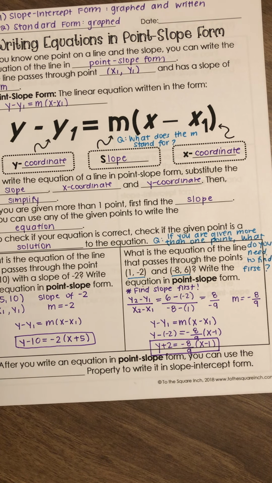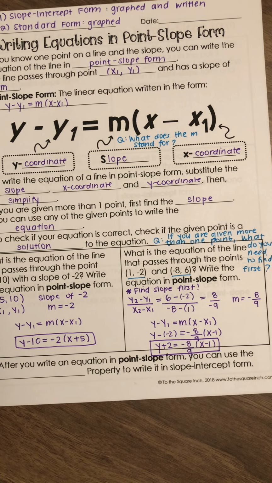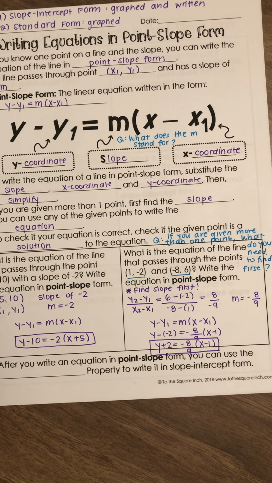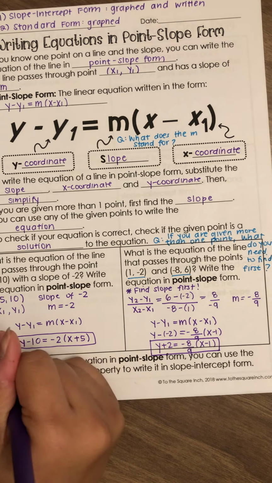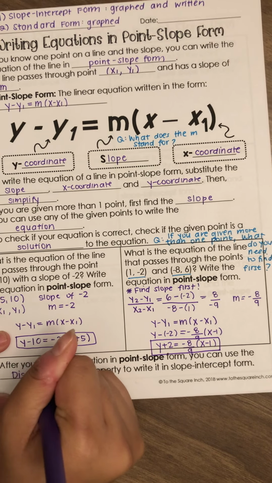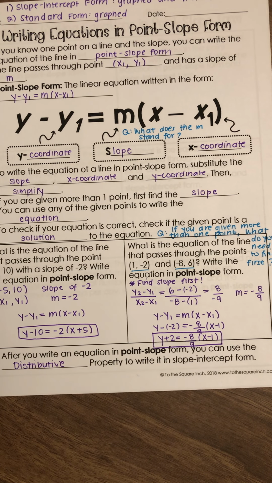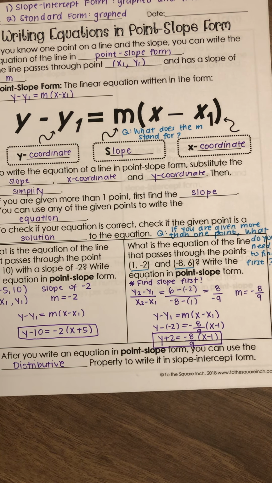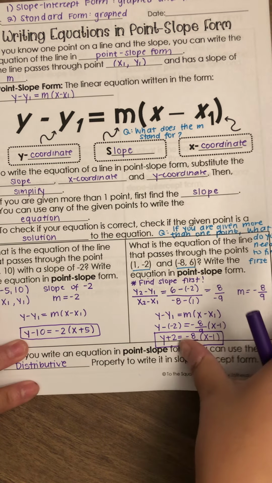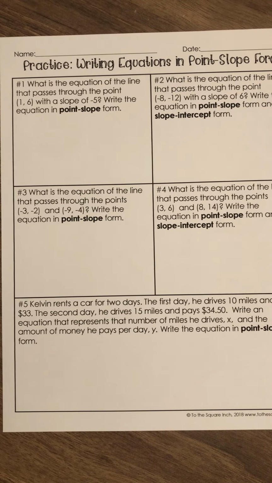And here at the bottom, there's one more important note. After you write an equation in point slope form, you can use the distributive property. We haven't heard that in a while, but you can use the distributive property to write it in slope intercept form. So now we're going to be able to go between point slope form and slope intercept form, and we will see these two forms within the same problem and use them later on. Perfect. Let's go ahead and look at some more examples.